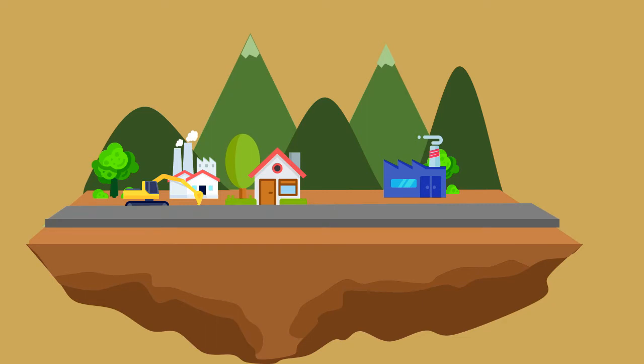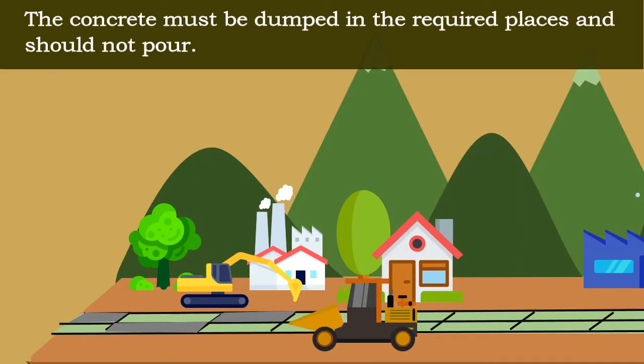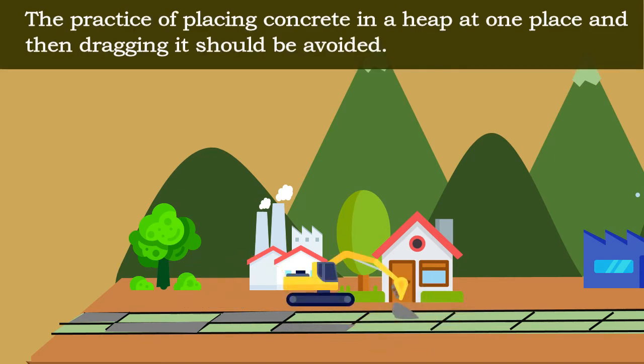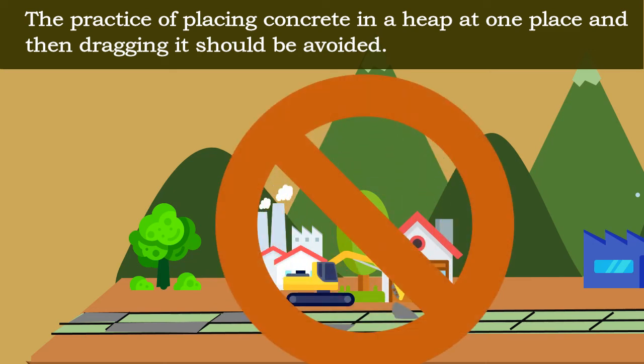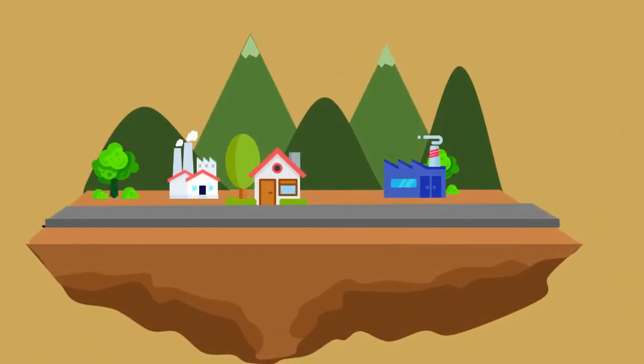The thickness of the concrete must be properly maintained throughout the construction. The concrete must be dumped in the required places and should not be poured. The practice of placing concrete in a heap at one place and then dragging it should be avoided. In this way, you can place the concrete in road slabs, airfield slabs and ground floor slabs.